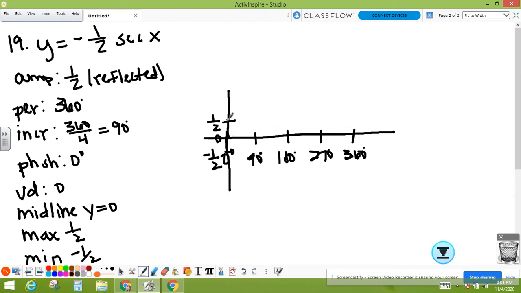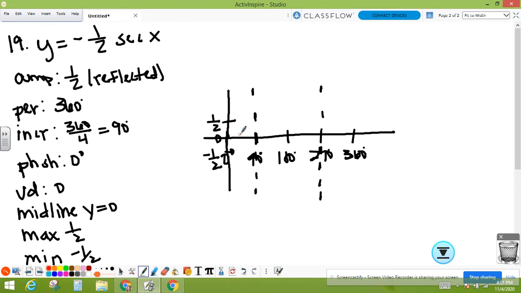cosine has a point at 0, 1. So secant also has a point at 0, 1, but for us, it's going to be 1/2. All right, so then we would have cosine is 0 at 90, so secant has an asymptote at 90. Cosine is negative 1 at 180, so for us it'd be negative 1/2. And then we have another asymptote at 270. And then we're positive 1 or 1/2 over here.